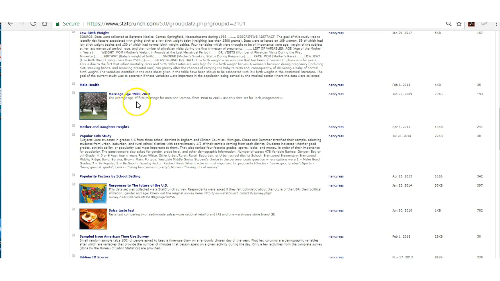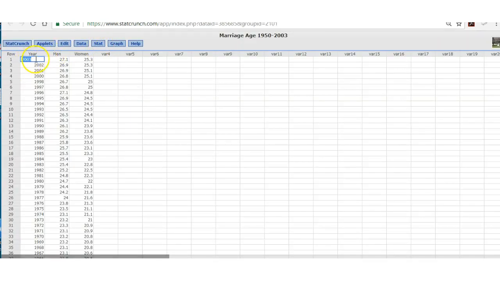This data set gives us the average age of first marriage for men and women from the year 1950 to the year 2003. So what we could do with this, we could look at the relationship between the year and the average age of first marriage for men, or the year and the average age for women, or we could look at the relationship between the men's and the women's average ages.